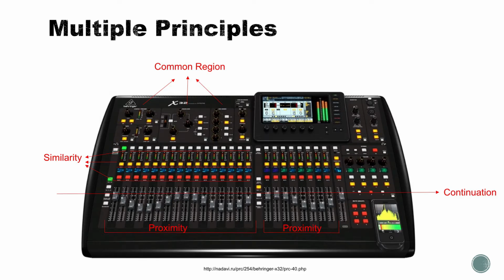In this digital audio workstation example, we can see Gestalt at work, helping to make this robust interface easier to comprehend and use. Grouping the sliders creates proximity and similarity. The colored buttons in each of the rows aid in grouping with similarity. The way the interface flows from left to right creates continuation. And the top section is grouped into 3 sections, creating common regions. Using multiple principles makes grouping and reading interfaces much easier and more usable.